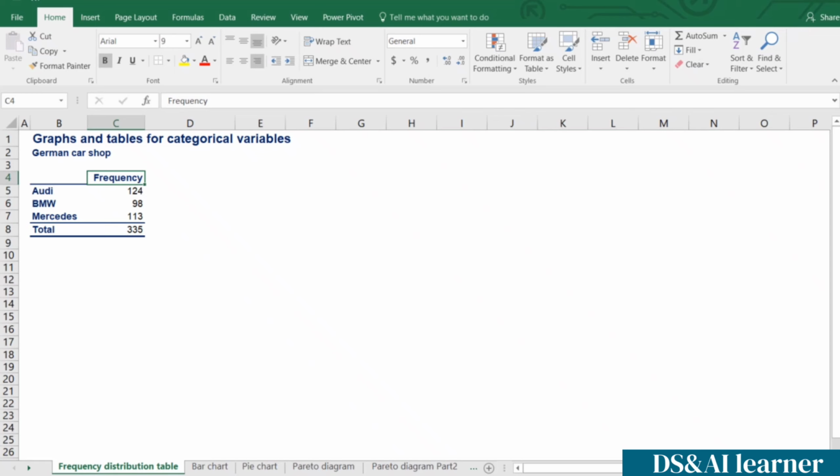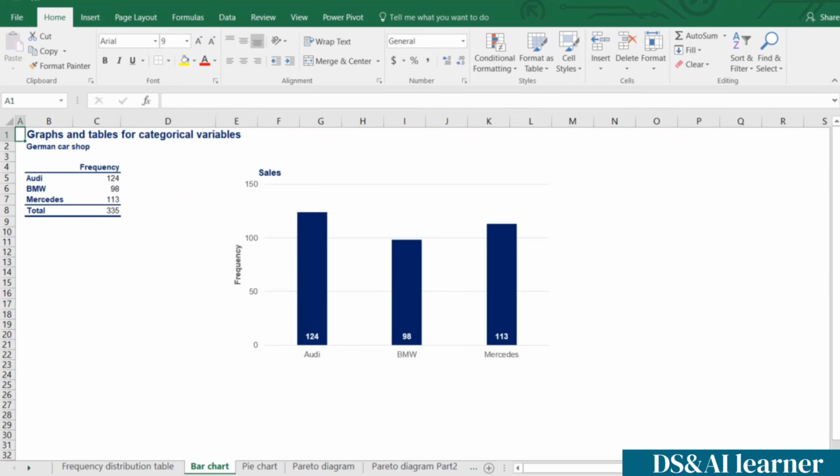However, tables aren't much fun, are they? Using the same table, we can construct a bar chart, also known as column chart. The vertical axis shows the number of units sold, while each bar represents a different category, indicated on the horizontal axis. In this way, it is much clearer that Audi is the best-selling brand.